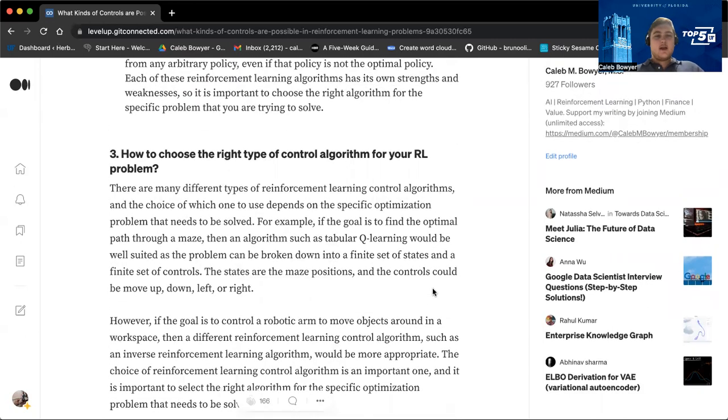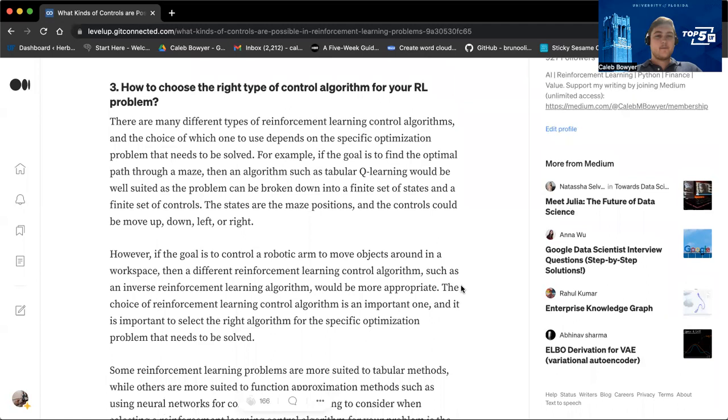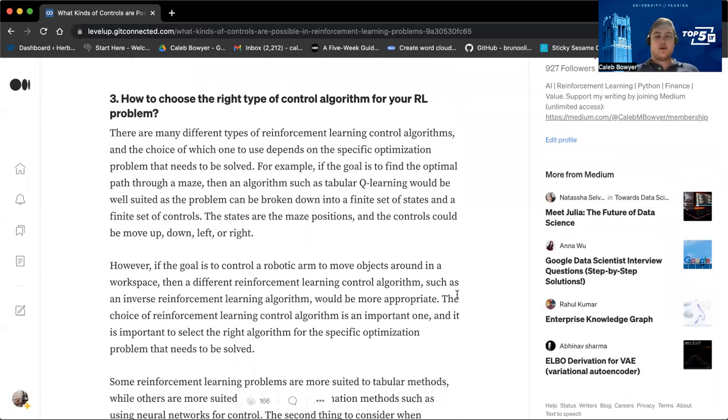Next, let's ask, how do I choose the right type of control algorithm for my RL problem? There are many different types of RL control algorithms. I've named several, and the choice of which one to use depends on the specific optimization problem that needs to be solved.